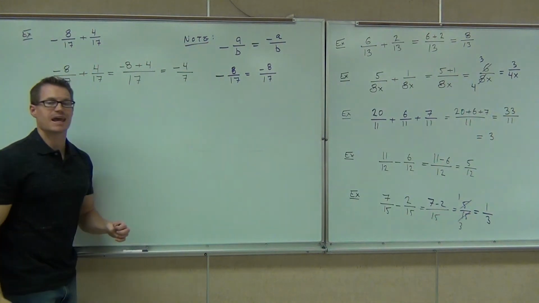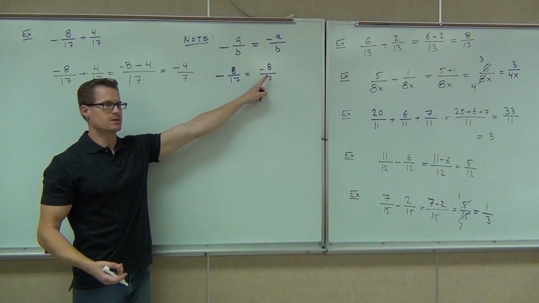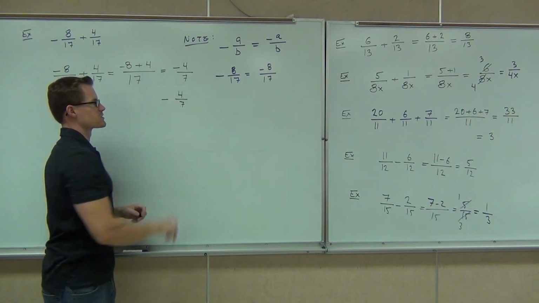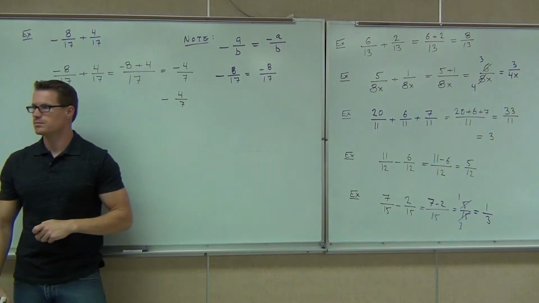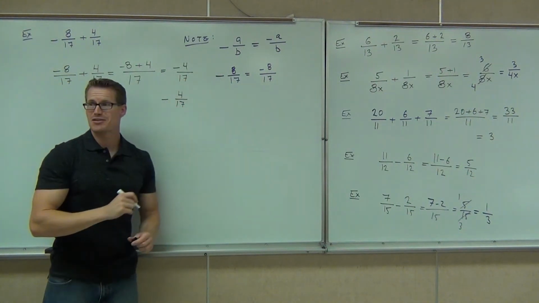Negative 4 over 7, and you know what? You can even go in reverse of this thing. If you don't like the negative 4/7, you could write negative 4/7 like that. They're the same. They're identical. How do you get the 7? Oh, like 17. I got the 7 by magic.